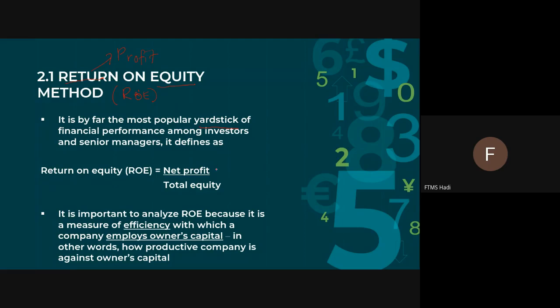To find net profit, we can usually get it from the income statement, and total equity we can usually get from the balance sheet. It is important to analyze ROE because it's a measure of the efficiency with which a company employs all its capital. In other words, how productive the company is against its own capital.